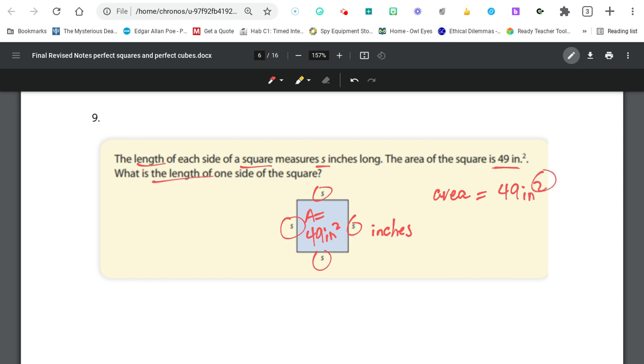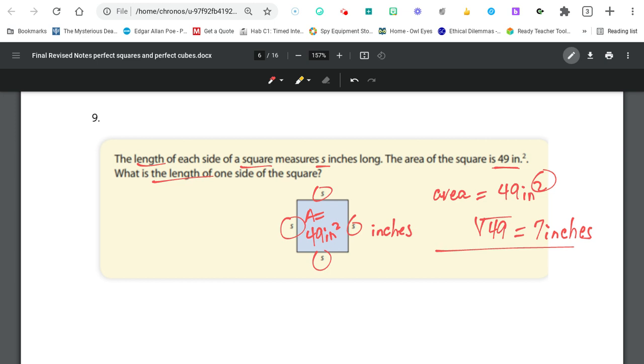Basically, you need to undo the square. You get the area of a square by multiplying a number by itself, or by squaring a number. So if area is basically the square of some number, to undo a square, that's why we're able to take the square root. So take the square root of 49. It's going to undo the square, and we get 7 inches, guys.